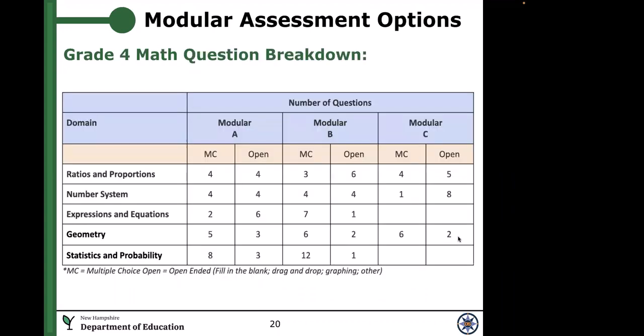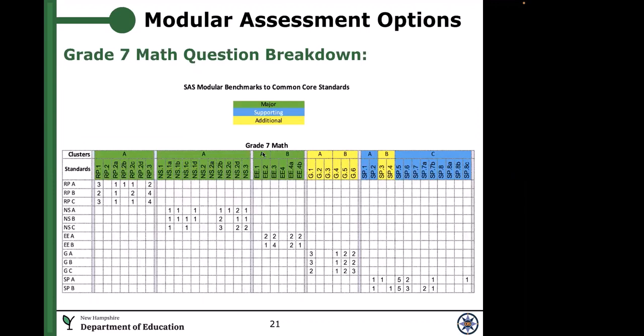Again, this is the same question breakdown. Oh, this says 4th grade. This is 7th grade. So this is your 7th grade breakdown of multiple choice compared to open questions. And then this is the Achieve the Core and the specific standards that we have for the Common Core, all mapped out for the number of questions for each particular modular assessment and how it's mapped to the standards.